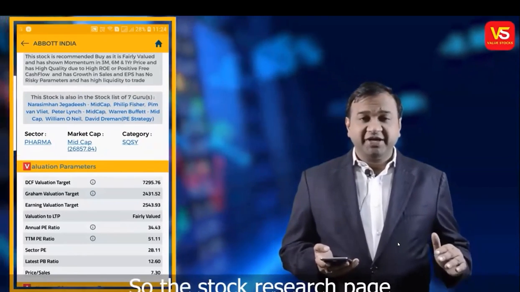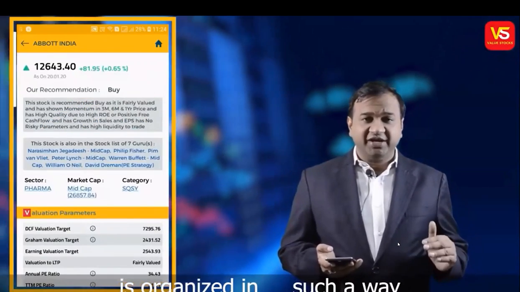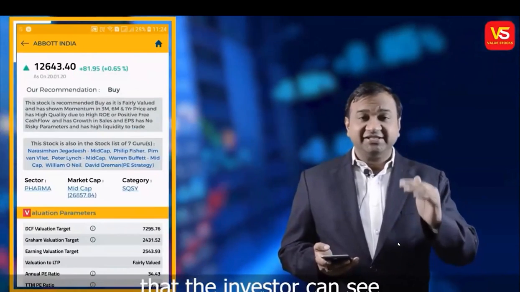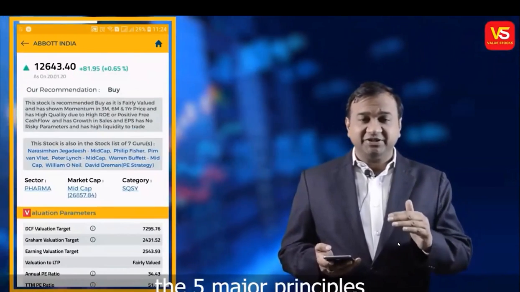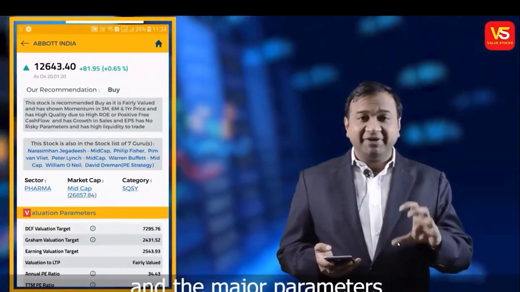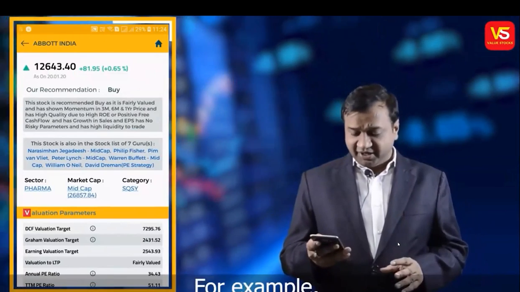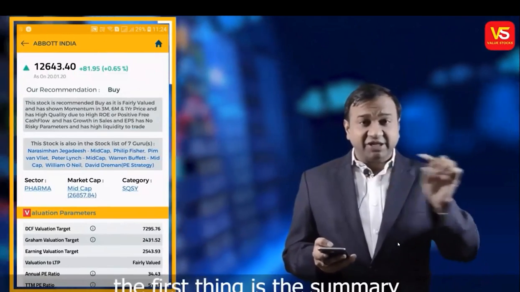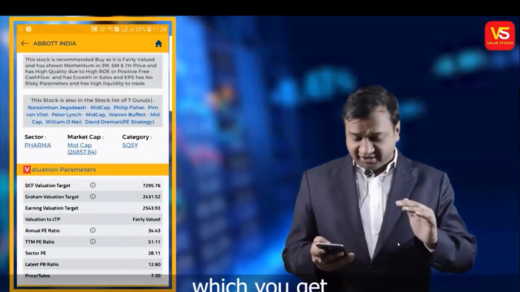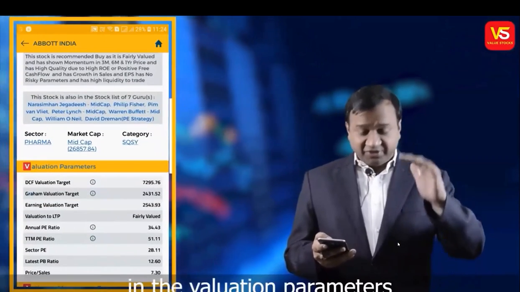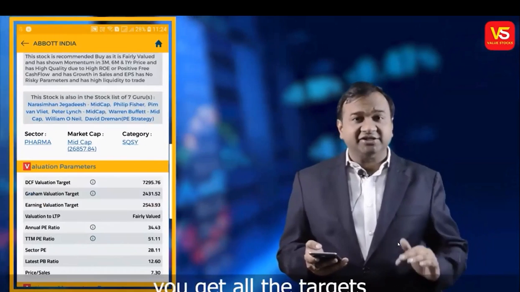The stock research page is organized in such a way that the investor can see the 5 major principles and the major parameters in each principle. For example, the first thing you get is the summary. The second thing, in the valuation parameters, is all the targets.